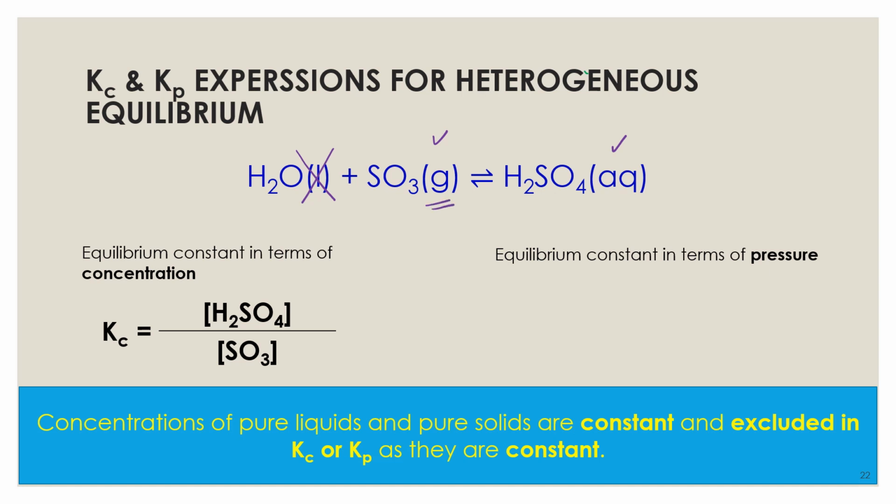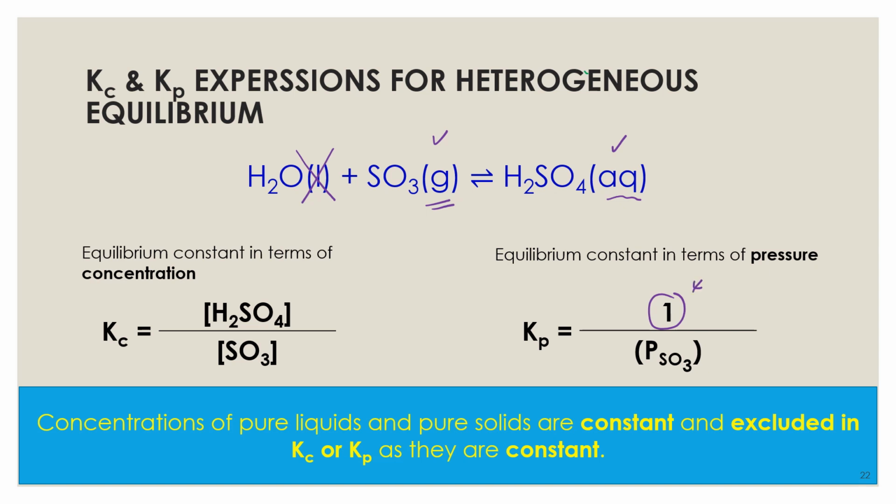We can write Kp apabila kita ada gaseous form. So in this case, the expression of Kp will become Kp equals to 1 over partial pressure of SO3. Okay, kenapa 1? Kerana Kp hanya boleh ditulis untuk gaseous form sahaja. Untuk aqueous form, kita tak boleh tulis Kp expression. So the value on top adalah 1.